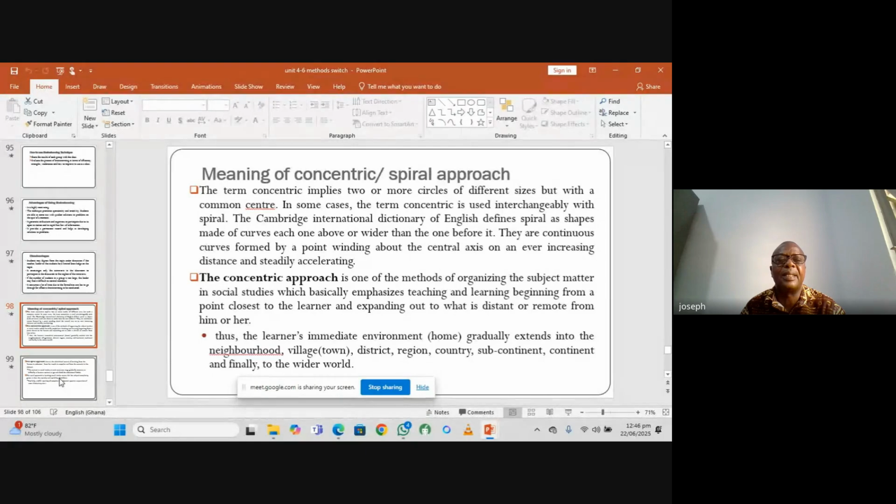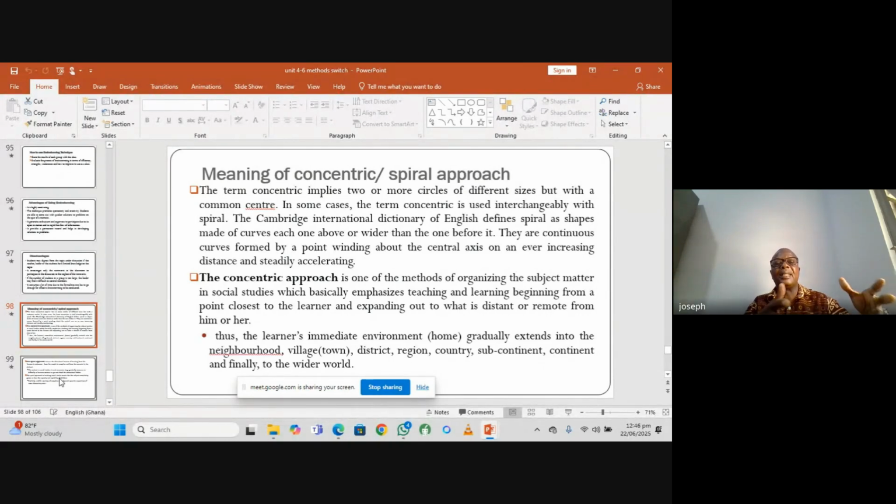So if you are teaching the concept of leadership, right at the home of the child, the father is the leader. So the child knows what the father provides for them in the house. If you extend the environment from the home to the community, maybe the chief becomes the leader. And you know what the chief does so far as the entire community is concerned. If you move to the school, the head becomes the leader. If you move to the district, the chief executive becomes the leader. So as you are expanding it, the child understands what leadership is.